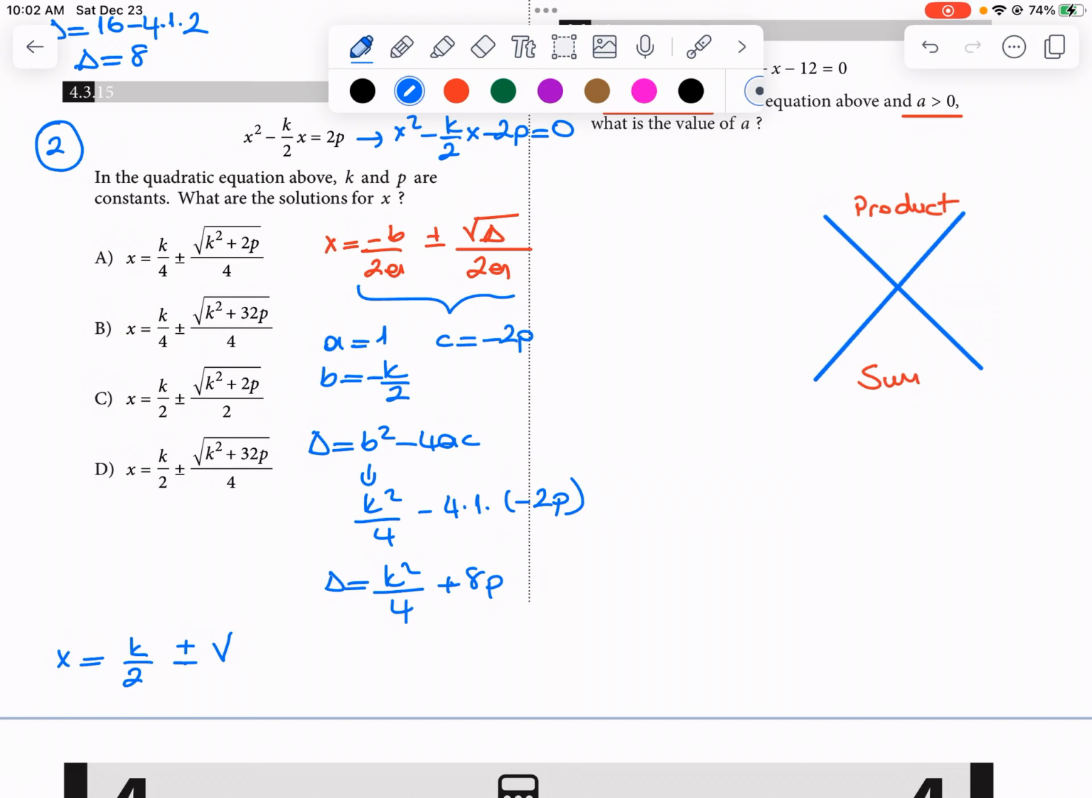Okay, so what we can do is add up those two fractions before we write it. So it'll be k squared plus 8 times 4, 32, 32p divided by 4. Square root of, okay, let us write it down. Square root of discriminant, which is k squared plus 32p. I need to write it clearer. Okay, so let us write it, guys, in this form.